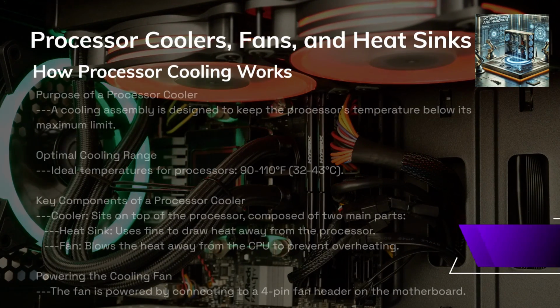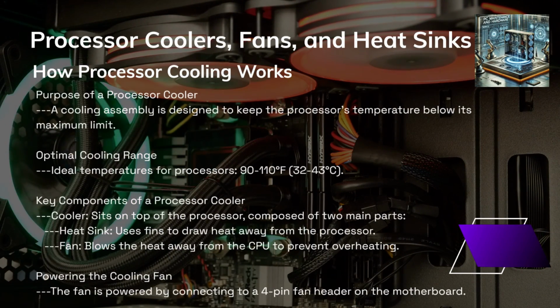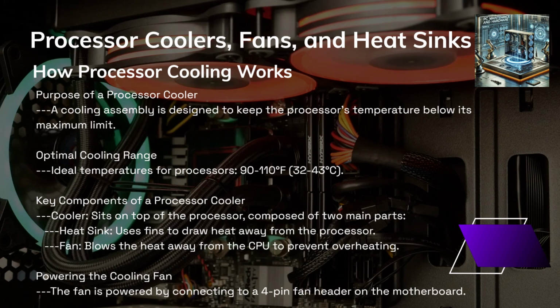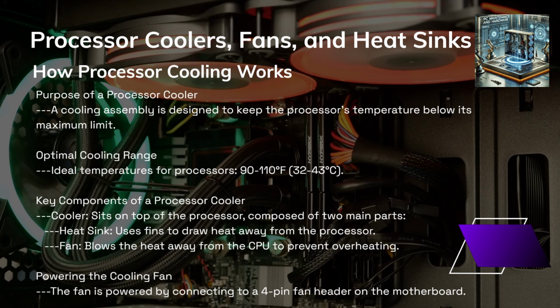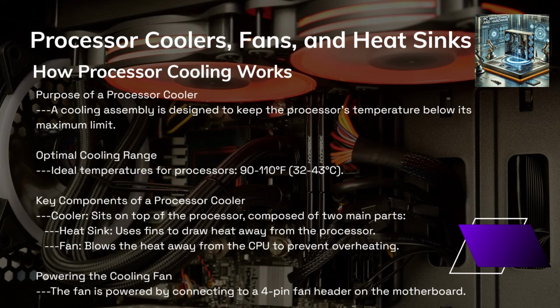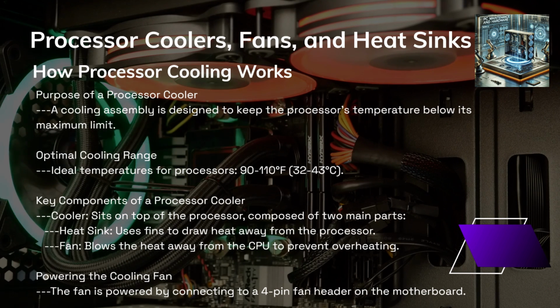Processors generate a lot of heat, and keeping them cool is essential for performance. That's where the cooling assembly comes in. It's designed specifically for each processor to ensure temperatures stay below the maximum safe level. A good processor cooler maintains a temperature between 90 and 110 degrees Fahrenheit, or 32 to 43 degrees Celsius.